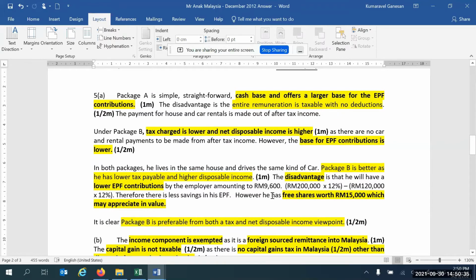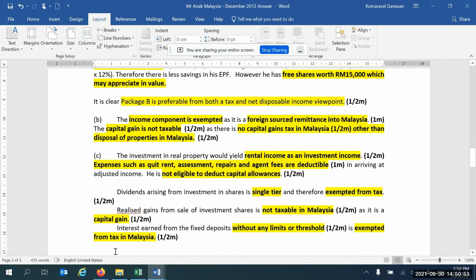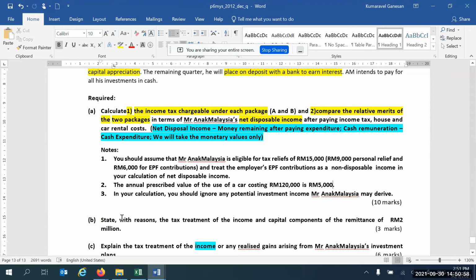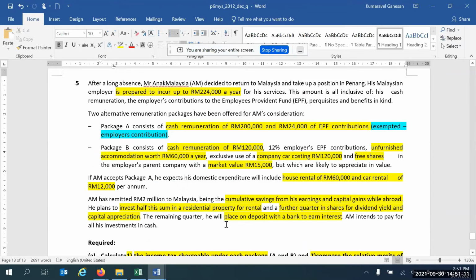Okay, so along those lines, generally explain the differences why, and then contrast the points. There's no need to explain how you arrive at these figures and all that. That's not really needed. Okay. Now, B and C are slightly easier. So if you really cannot explain the differences, then maybe you leave some space and look at B and C. Income and capital components of remittance of 2 million. Okay, this 2 million.